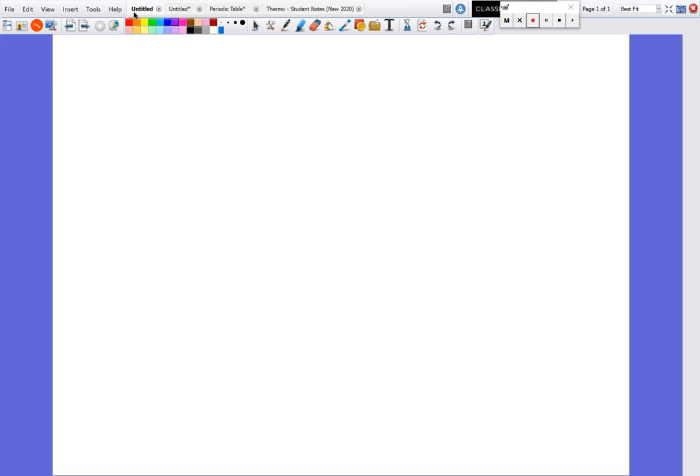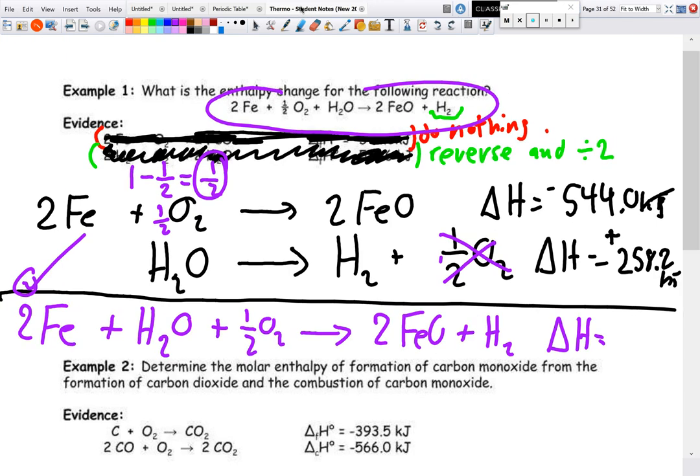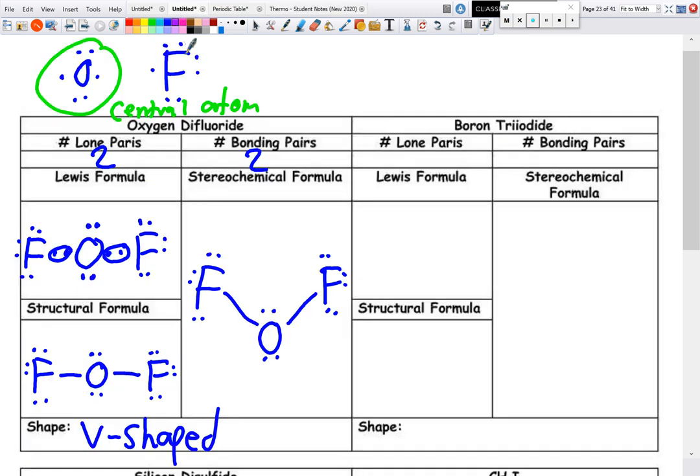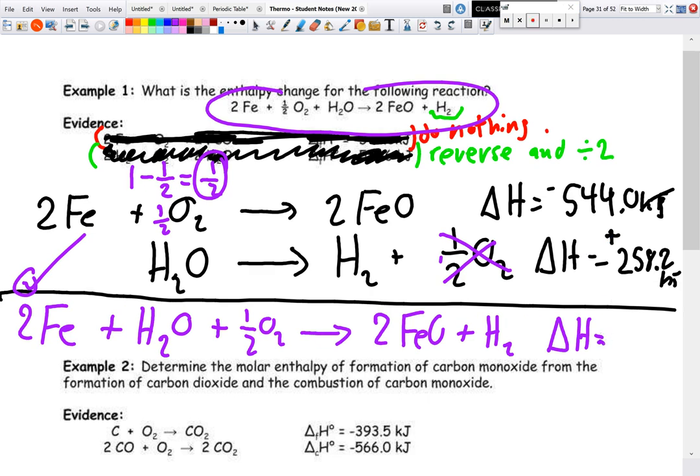So if you remember, I'm just going to pull up something over here. We had delta H is equal to the sum of the enthalpy changes, right? So when we go back and look, we have a negative 544.0 and a positive 258.2 kilojoules. So what we're going to do is add those together. Now you don't need to show this step. If you have them lined up like this, you can just add them together and write your number down here, right? But I'm just going to show you how that looks when you add them up.